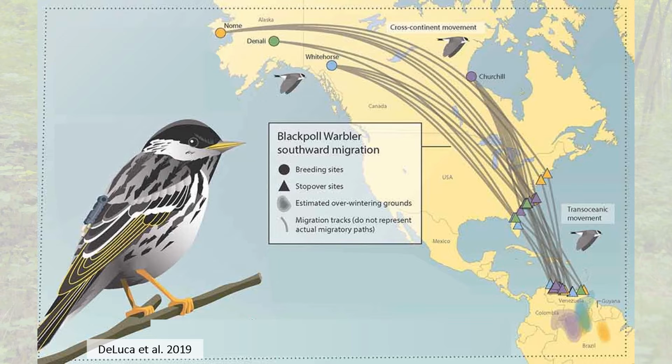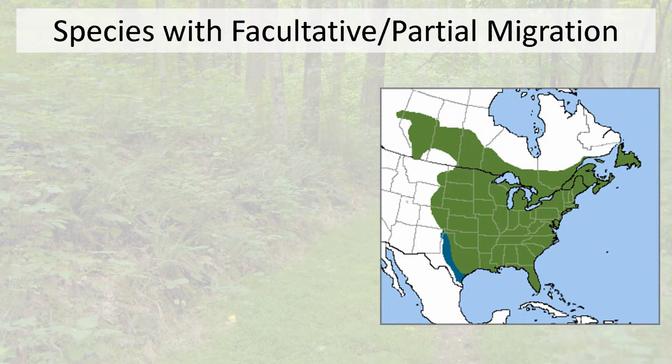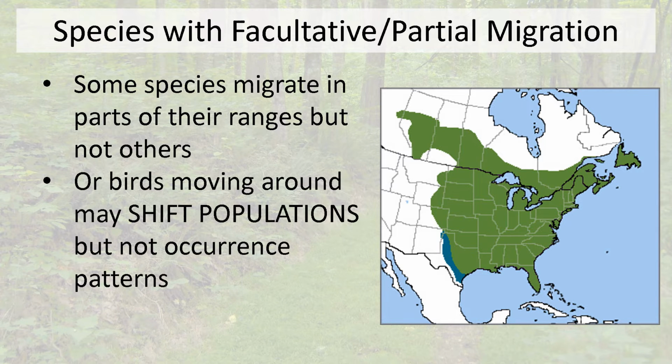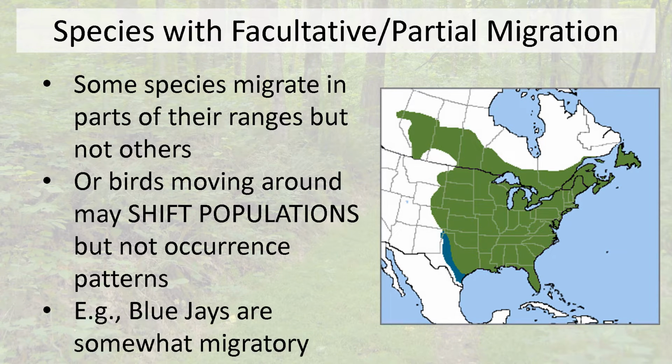Now, the blackpoll warbler may not be the best example of this because they migrate really huge distances in one go. Birds may jump only a few counties in a night, and it could be a rather slow migration. Some birds take several months to migrate south. There are also species with a facultative or a partial migration, so that they migrate in some parts of their range but not others, or the population may shift around a little bit, but the general occurrence patterns remain mostly static. A good example of this would be blue jays.